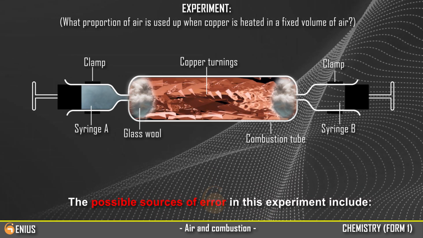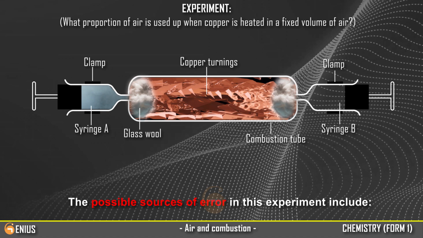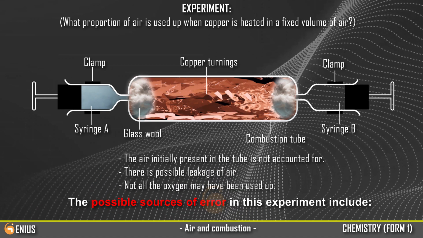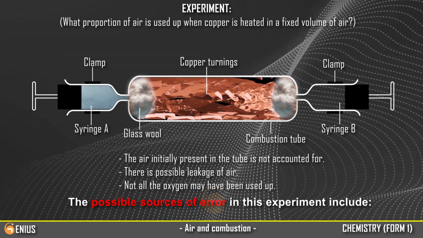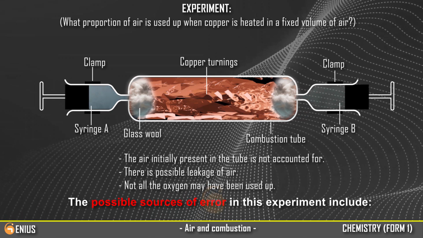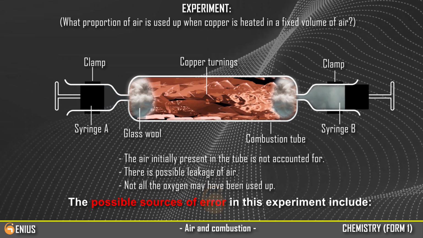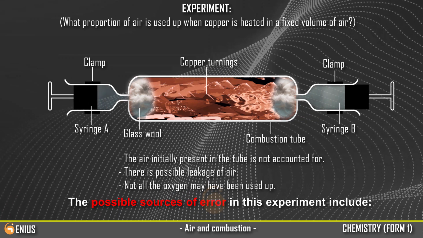The possible sources of error in this experiment include: the air initially present in the tube is not accounted for. There is possible leakage of air. Not all the oxygen may have been used up.